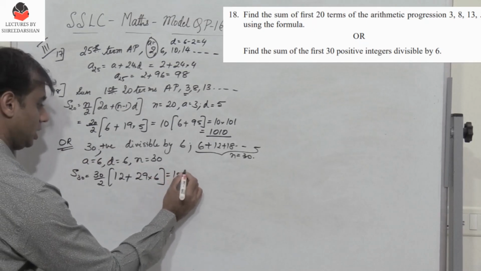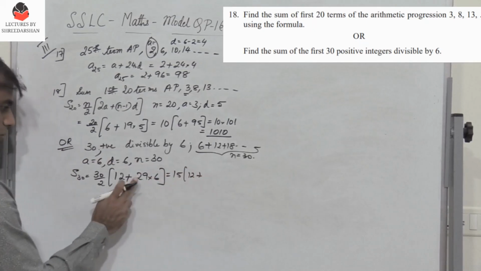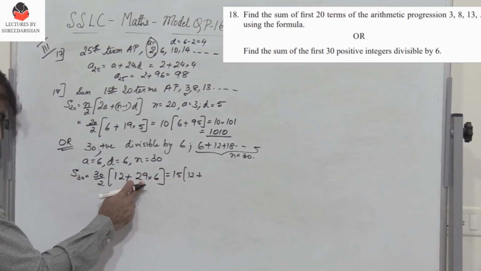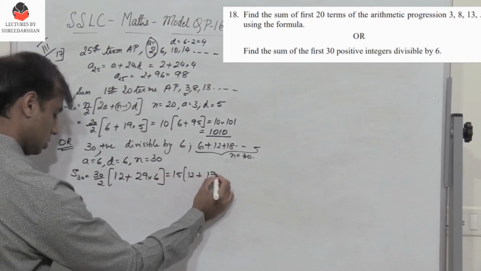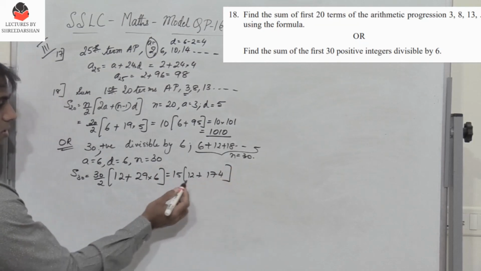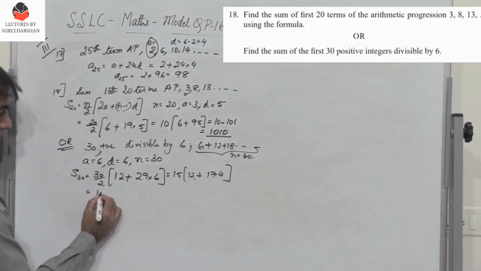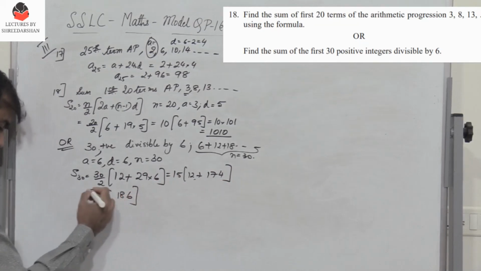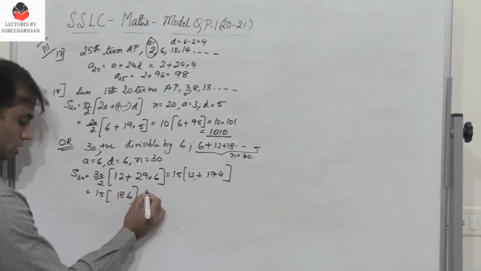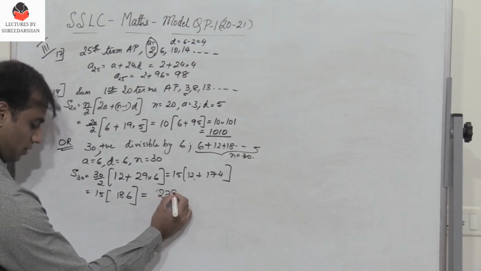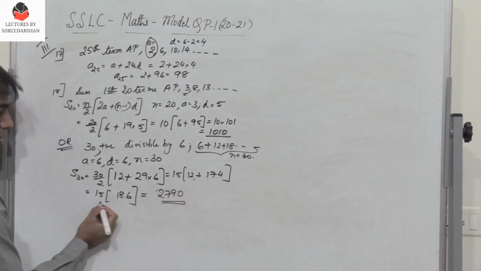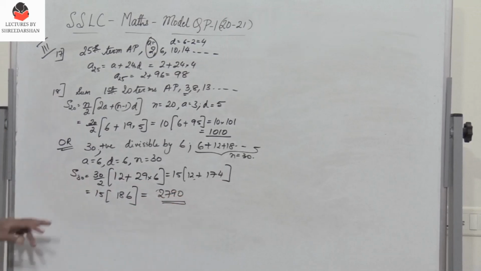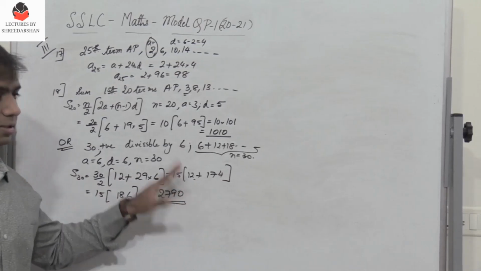So we get 15 into 12 plus 29 into 6, which is 174. So 174 plus 12 is 186. So 186 into 15. So you get the value as 2790. Make sure that you do the multiplication properly. So you get the value as 2790.